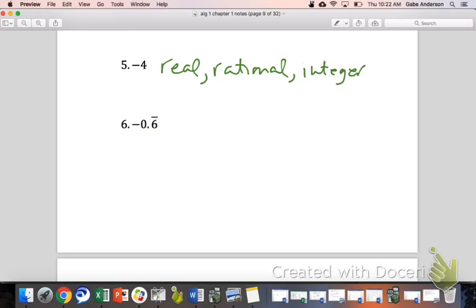Okay, last one here, number 6. Negative 0. And then you know the little bar means 6 repeating, right? 0.6 repeating. All right, give it a shot. So that is real and rational. Okay, so you guys have any questions?